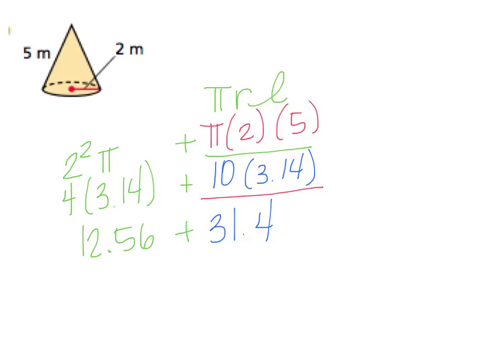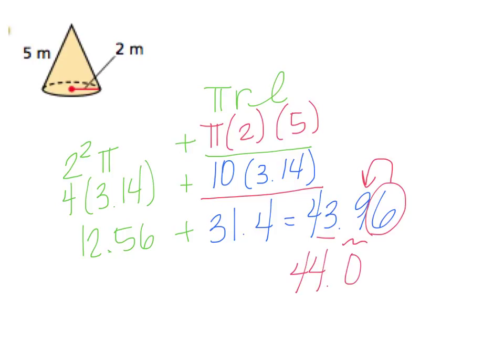See if you can come up with a final answer, and if you need to, round to the nearest tenth. So when you add these together, you get 43.96. And because I have to round to the nearest tenth, which is this spot, this 6 is telling me that I need to bump this up, which means I also have to bump this up, so it's going to be 44.0 meters squared.